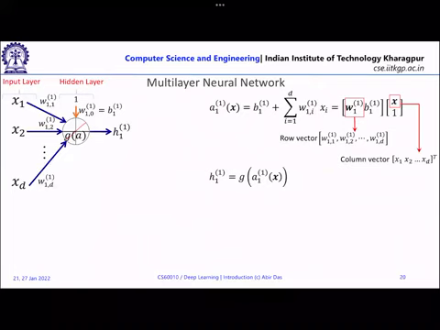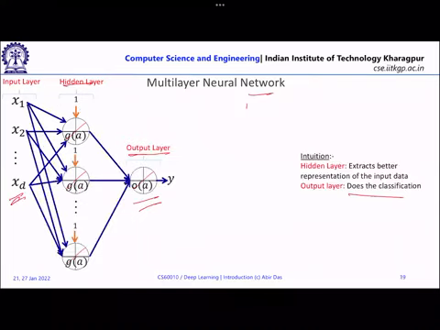Okay, I'm just taking the first node in this hidden layer, the first hidden layer. It can have many nodes. It can have 1 node, 2 nodes, many nodes. So let us see the first node.